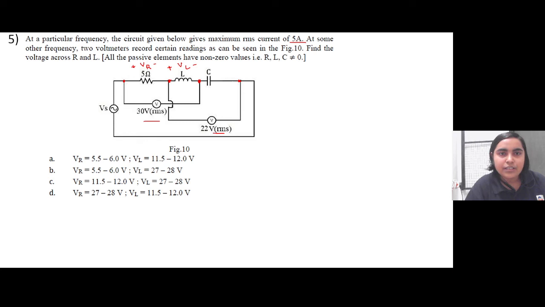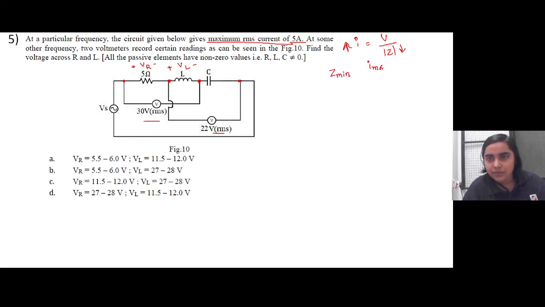And another condition is given that at a particular frequency, the circuit gives the maximum RMS current. So can you comment when a circuit will give the maximum RMS current? Current is given by voltage by the impedance, right? So current will increase when this will decrease. So when Z is minimum, we will get current as maximum.